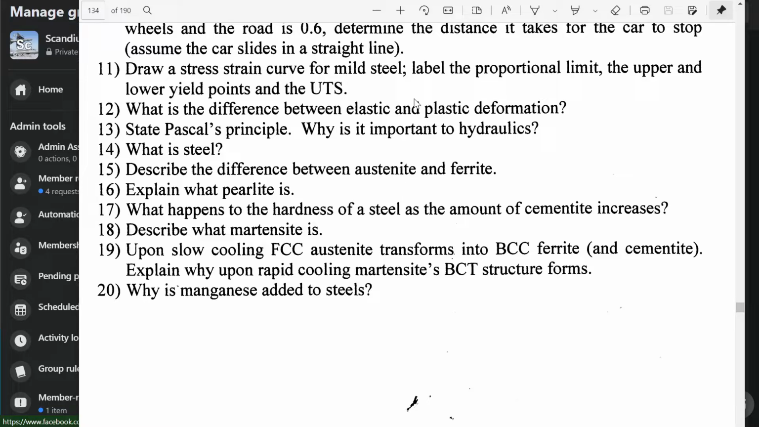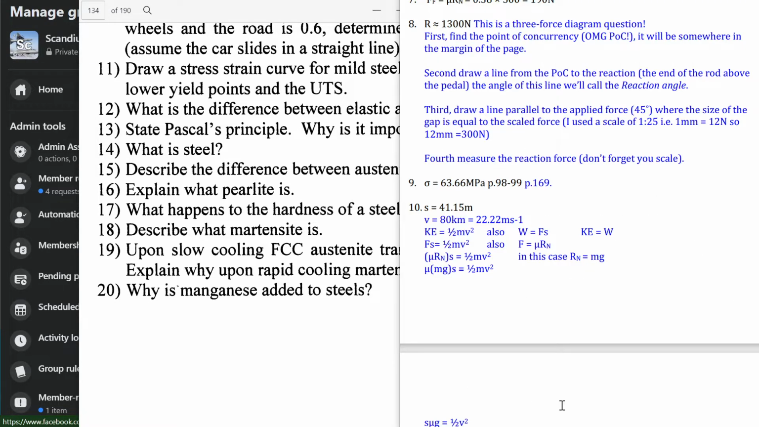State Pascal's principle. Pascal's principle of hydrostatics says that two sealed vessels containing a fluid will have the same pressure in both. That would be my answer there. Why is it important to hydraulics? Because it can be used to apply a mechanical advantage.